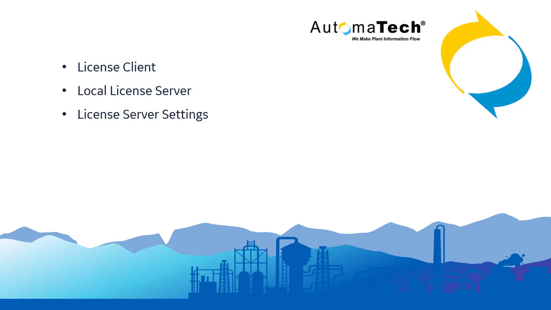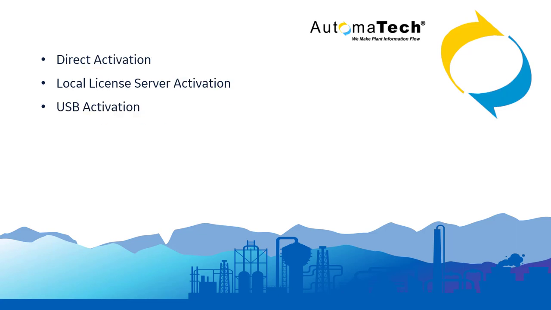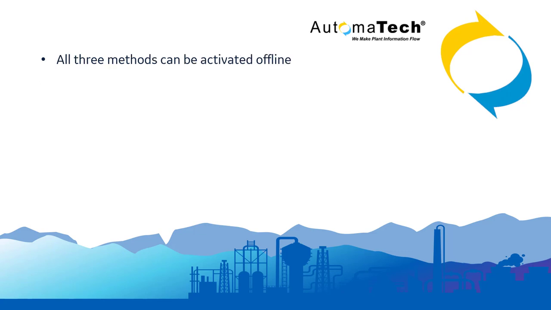Today we'll be talking about installing Proficy Common licensing in online activation. There are three components of the install. You have the license client, local license server, and the license server settings. You can activate your license doing a direct activation to the GE Cloud, local license server activation, and USB activation. All three of these methods can be activated offline as well.